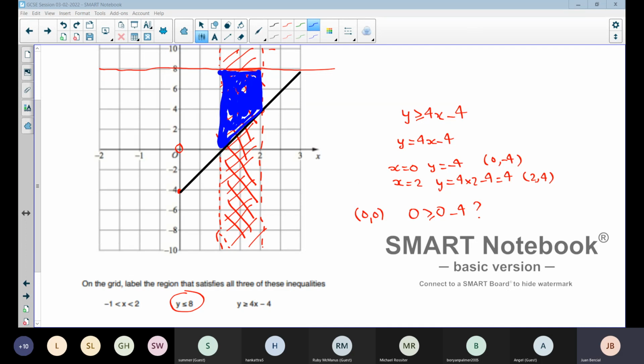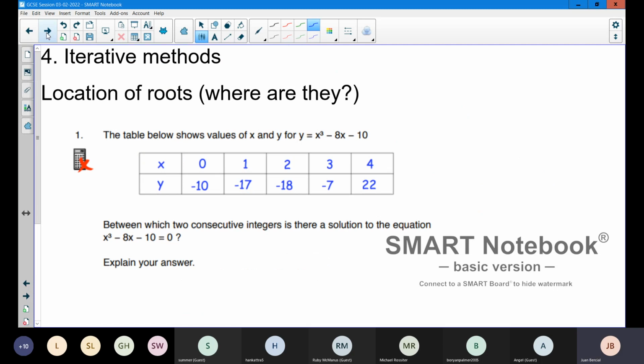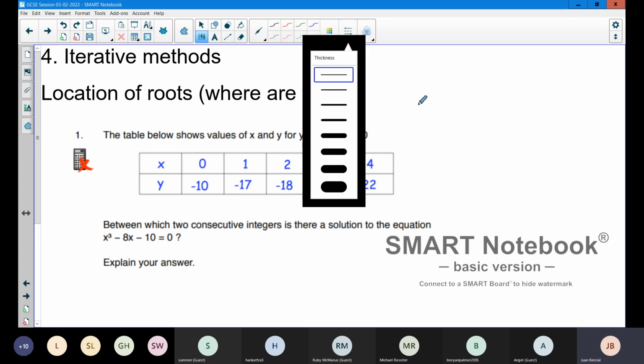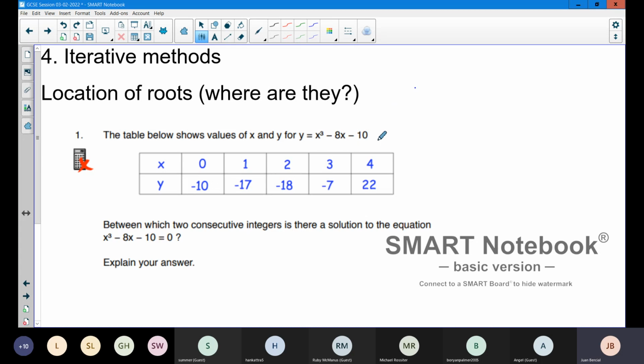Now we're going to look at these iterative methods, location of roots. So obviously this is just to determine where the roots are. So you have this equation, and the values of x for that. You are given a few values of x and a few values of y. So it says, between which consecutive integers is there a solution to the equation.